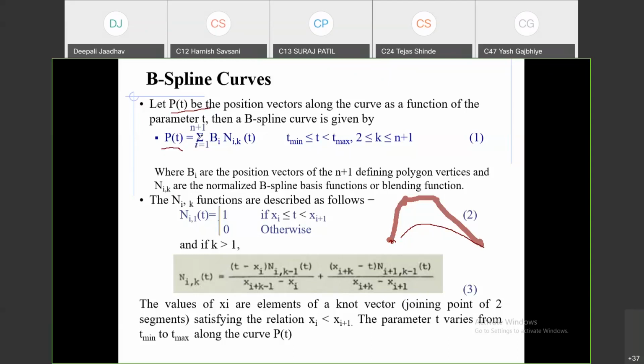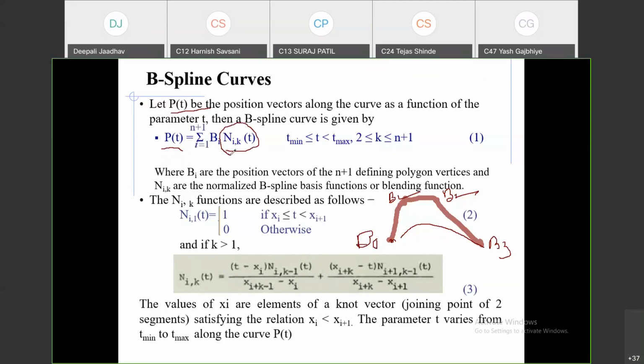So the number of control points is 1 to n plus 1, Bi. So B0, B1, B2, B3. In this way, the points on the vertices. So here B1, this is B2, this is B3 in this example. These are the vertices of the defining polygon in which we are going to draw the curve. So the summation of i equal to 1 to n plus 1, Bi Nik(t). Again this function is important, as we calculated in the Bezier curve, J i and t.